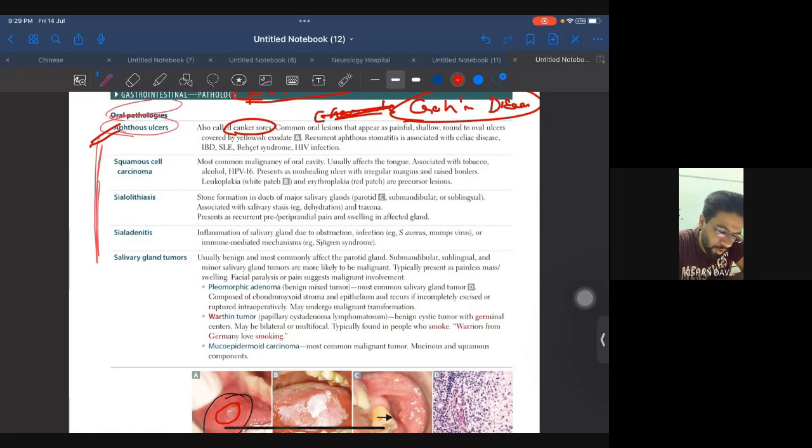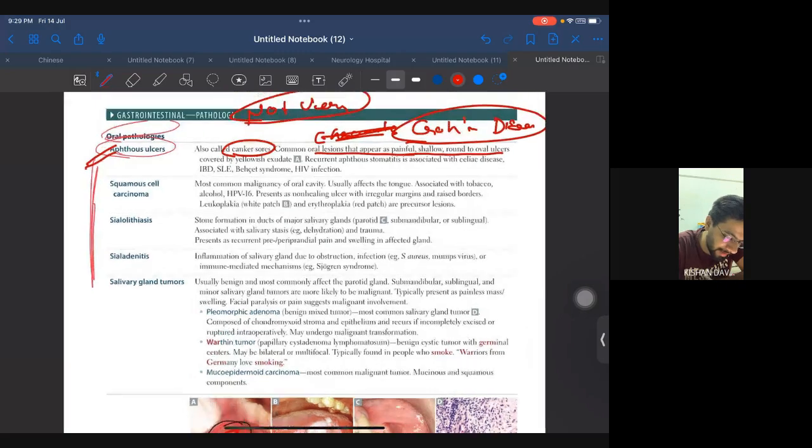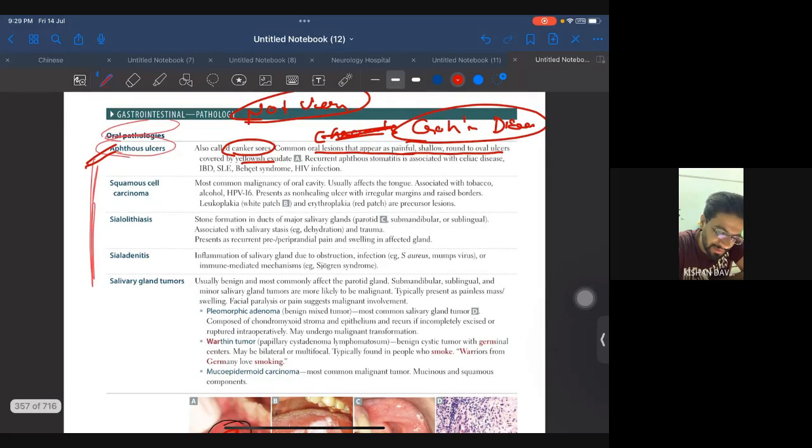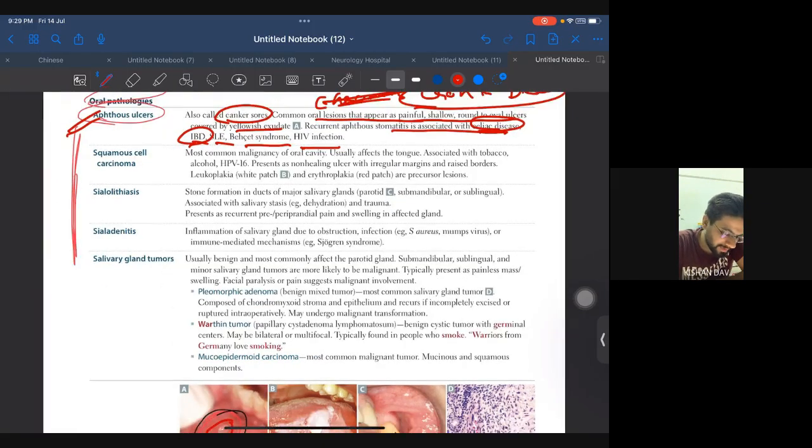Canker sores, common oral lesions that appear as painful, shallow, round to oval ulcers covered by yellowish exudate. Recurrent aphthous stomatitis associated with celiac disease, IBD, SLE, Behcet, and HIV. IBD is important, celiac disease is important. Okay, aphthous ulcer easy to identify. Squamous cell carcinoma most common by HPV, इतना याद रखना है, and tobacco. Okay, nothing else.